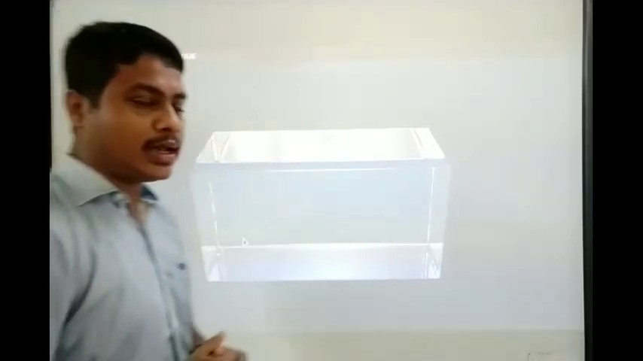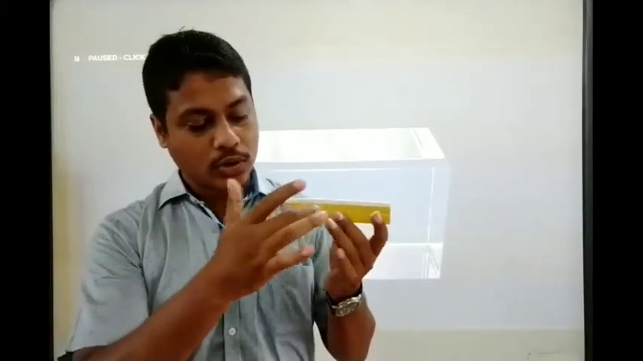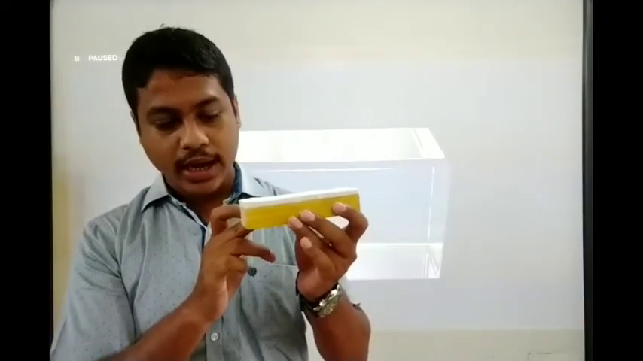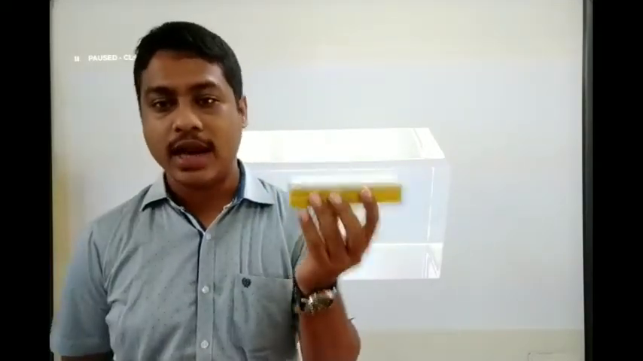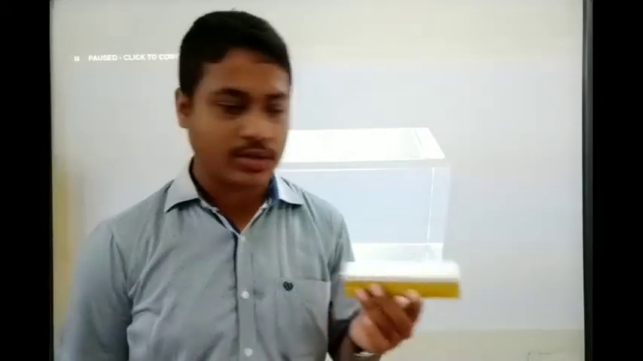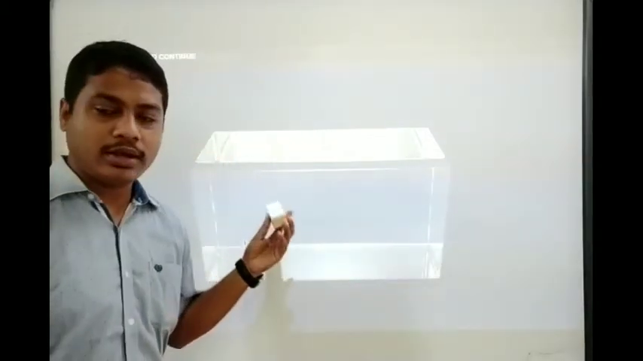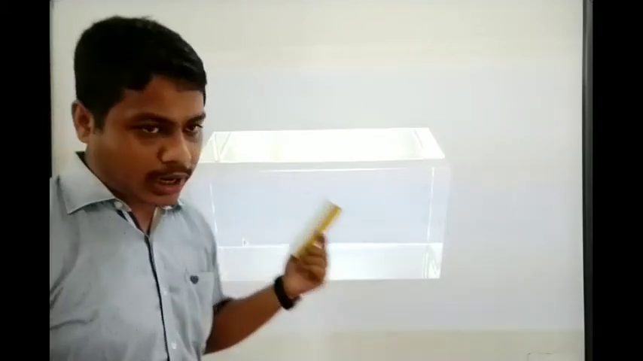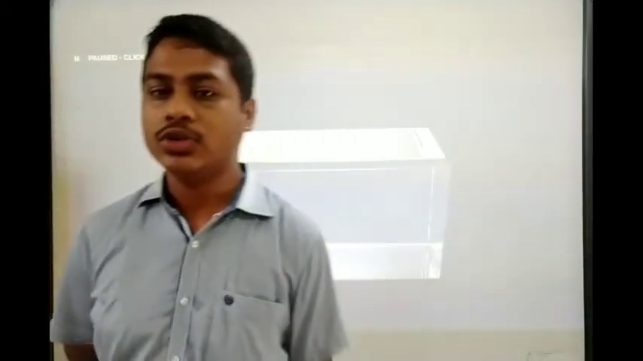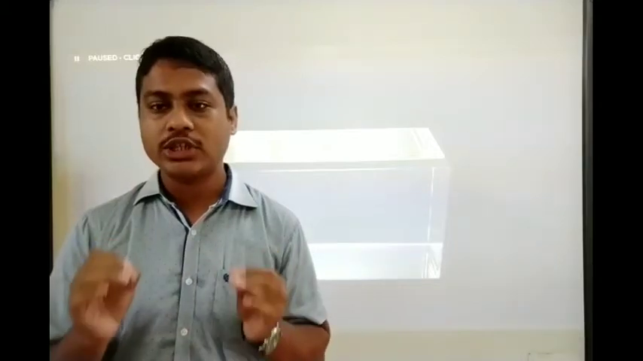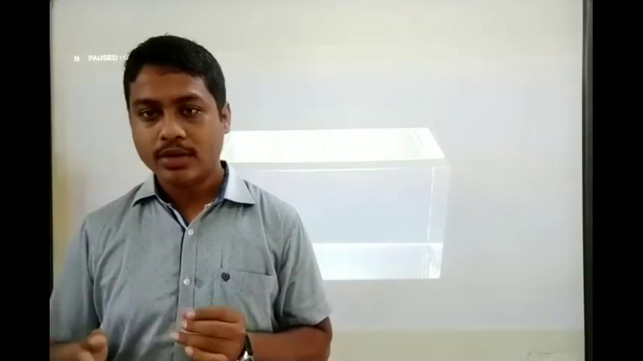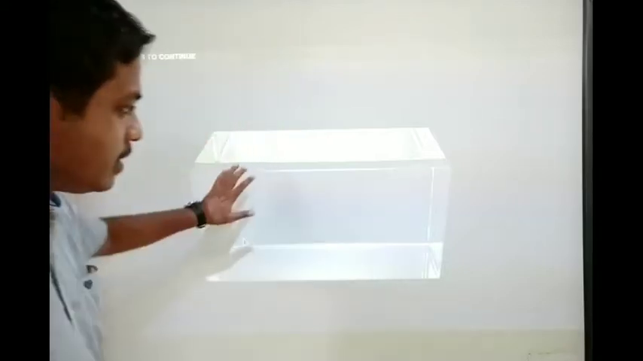As you can see, the glass slab is a thick rectangular piece of glass. How many faces are there? 1, 2, 3, 4, 5 and 6. A total of 6 faces, which we already learned in class 10. You can see in this picture also, these are the 6 faces of a glass slab. In these 6 faces, what do we need to show? We need to show the refraction through a glass slab. So let us see the refraction through the glass slab.